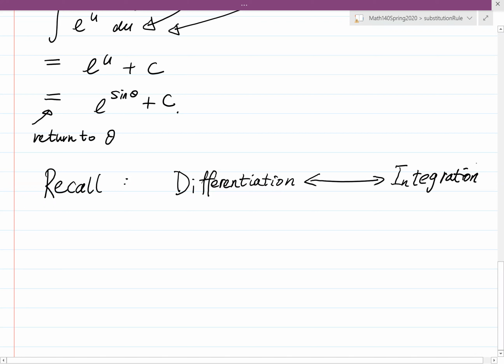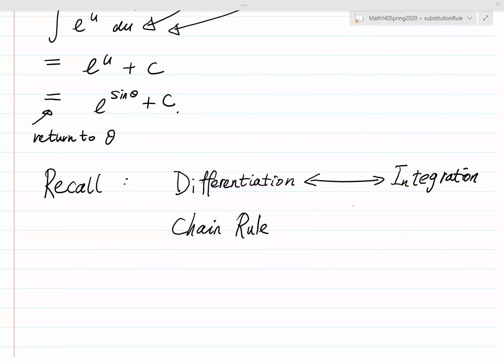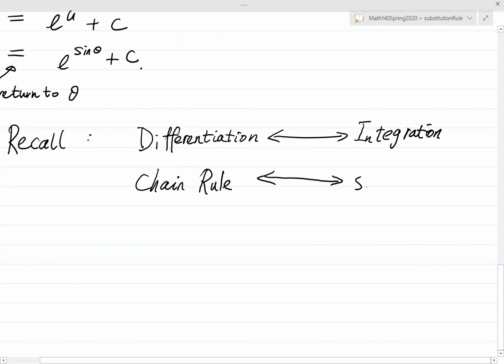Now here we have the chain rule. If we have one rule on one side, then we can get another rule by this inverse operation, which here corresponds to the substitution rule.